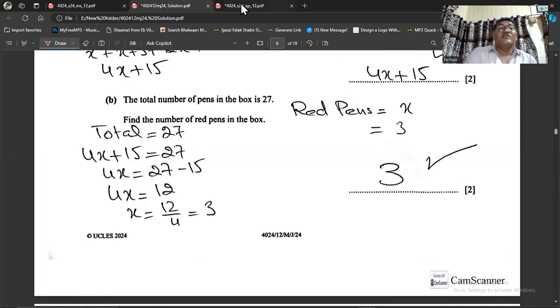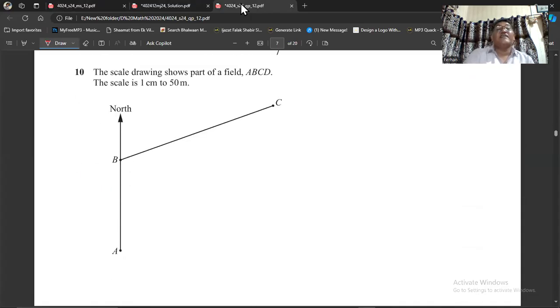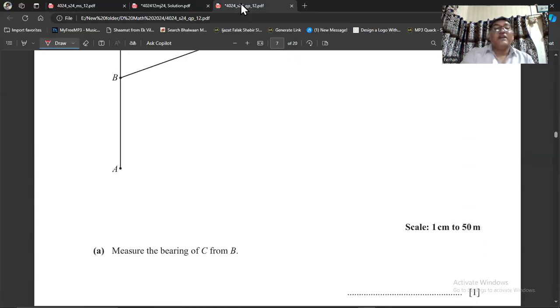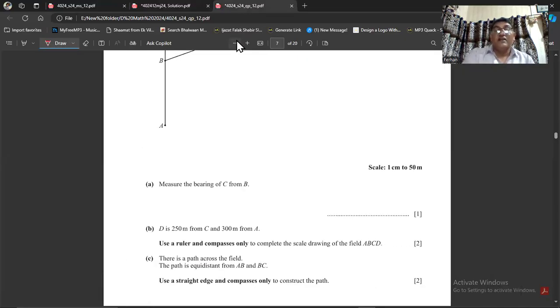So this is how this is done. Okay, so we are going to the next part, and that is question number 10. It says the scale drawing shows part of a field ABCD. The scale is 1 centimeter to 50 meters. So what do they want? They want me to measure the bearing of C from B.